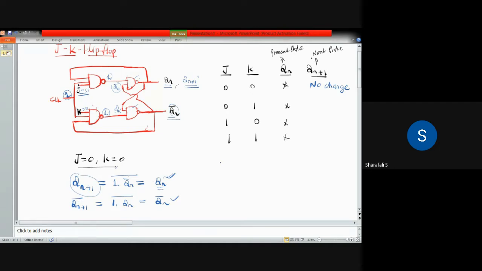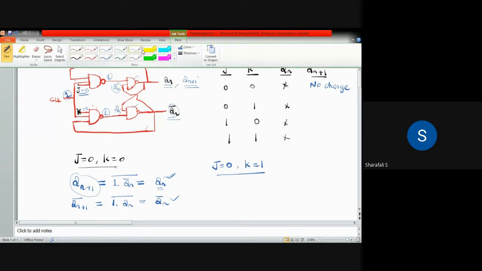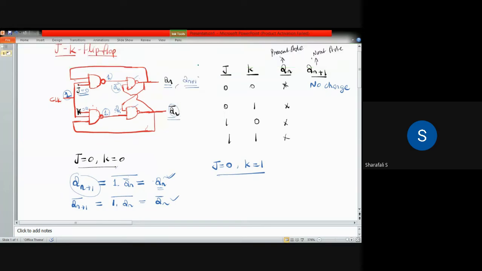Okay. Now if we consider J equal to 0 and K equal to 1, what will happen? J equal to 0 means this one is again 1, no change. So J is 0, so one of the inputs is 0, which means that NAND gate will give output as 1. So this output is 1. Here it will be different because your K is 1.